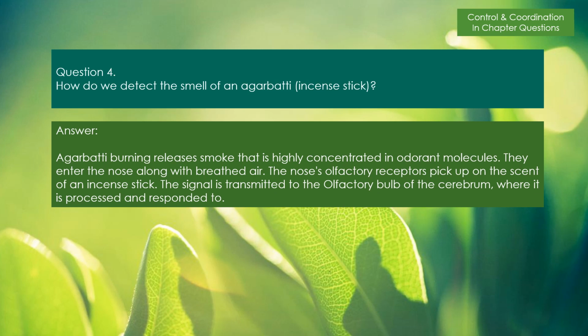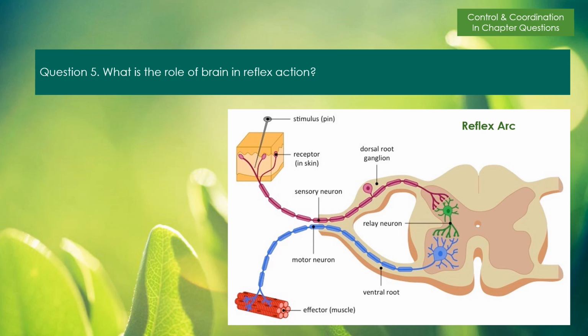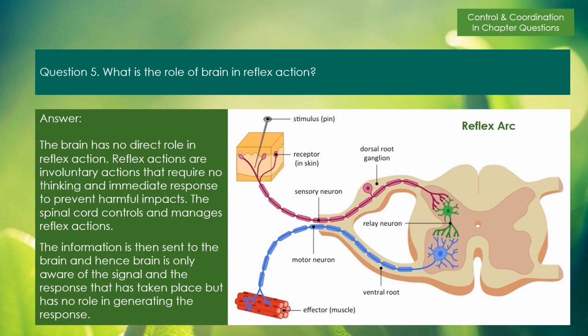What is the role of the brain in reflex action? So the brain does not have any direct role in reflex action because it's a sudden response, and it is controlled by the spinal cord. So the information is only sent to the brain for records, but not for any kind of action taking. So when the action has to happen, there is the receptor or the skin which receives the stimulus. The sensory neuron conveys it.